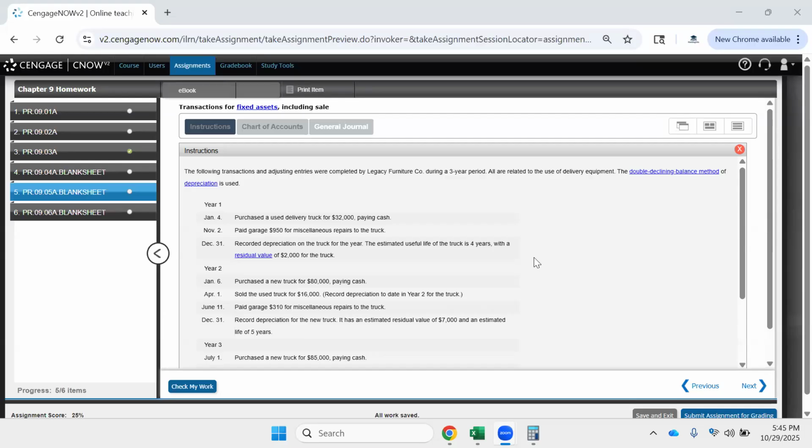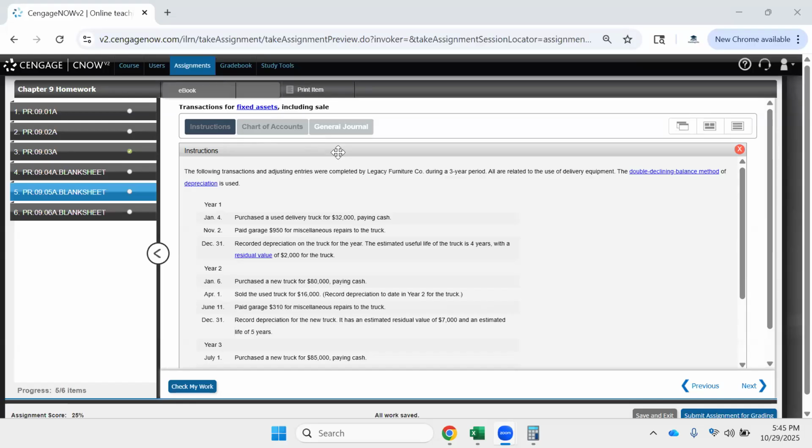Today we're going to be going over the Chapter 9 homework as a part of the Financial Accounting Cengage course, and we're going to go over a number of transactions for fixed assets, including the sale of the asset, including the final sale of the asset.